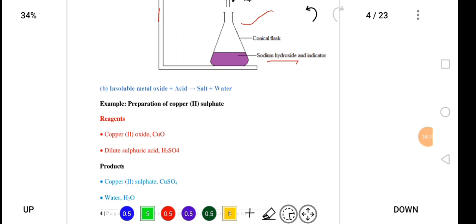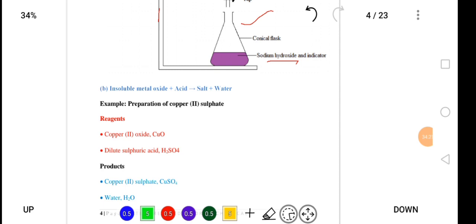I'll find time and see to it that, if at all possible, I can come up with a video on the experiment, basically on the preparation of sodium chloride.